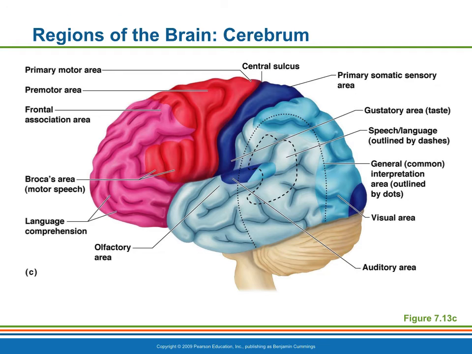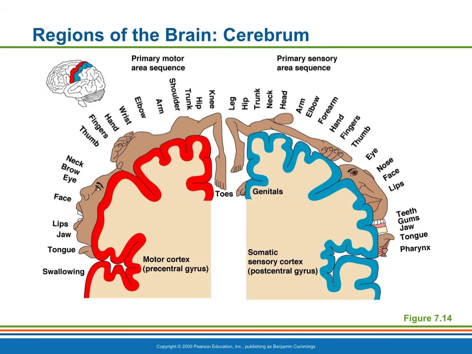In this diagram, we see the functional areas of the cerebrum. The more intense colors red and blue indicate primary motor and sensory areas. The pastel colors pink and pale blue represent association areas of the cerebrum. This figure shows the sensory and motor areas of the cerebral cortex. The motor area is on the right, while the somatic sensory cortex is on the left.